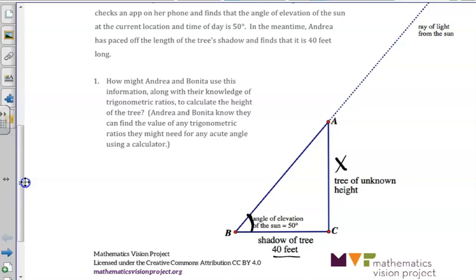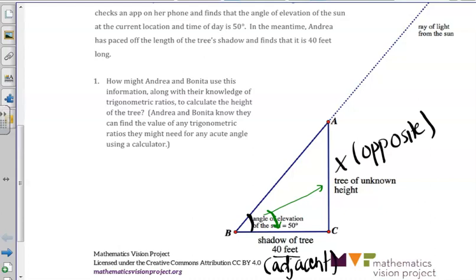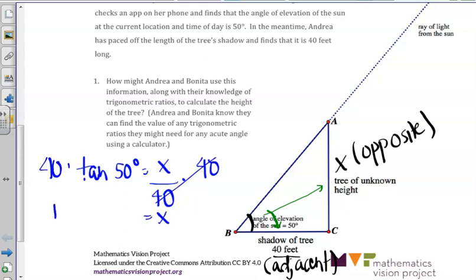The answer is yes. We are looking to find the length of the side opposite of the reference angle. So we can label this side the opposite, and the side that is adjacent to the reference angle. Therefore, we can use tangent and write that the tangent of the reference angle of 50 degrees is equal to the opposite side, x, over the adjacent side, 40. Now, in the previous lesson, we've talked about how to solve that. In this case, we can multiply both sides by 40. So then x is equal to 40 times the tangent of 50 degrees.